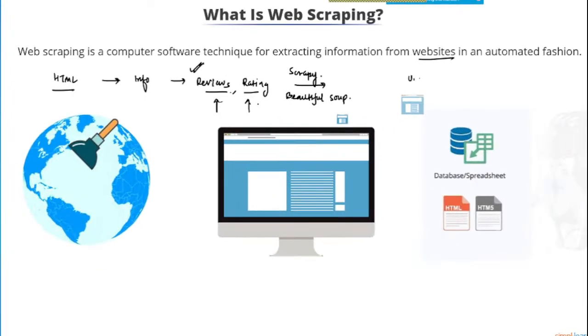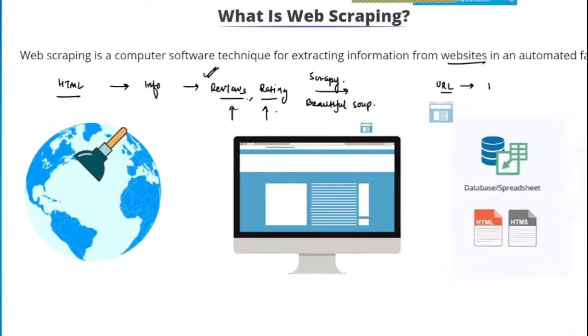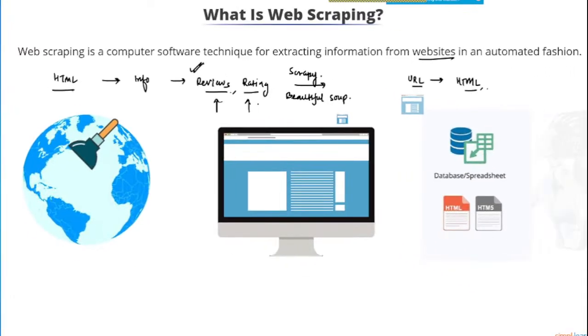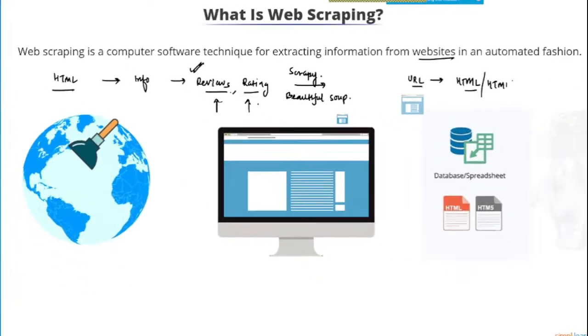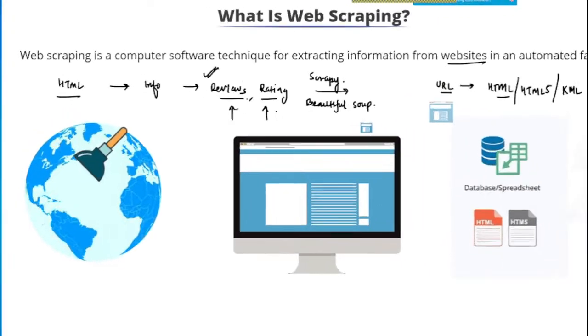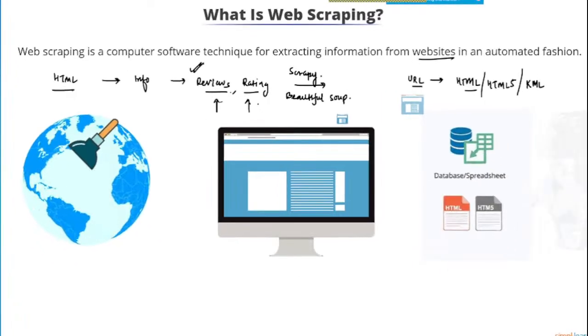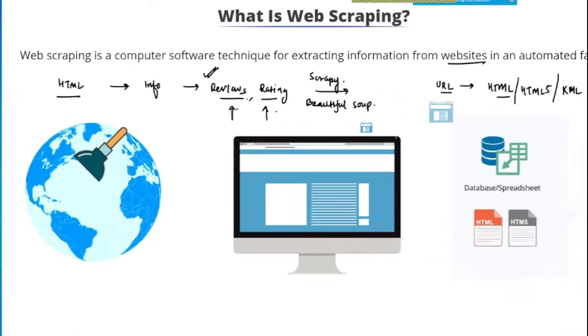All you need is a URL. That URL will be providing us the HTML information, or XML, HTML5. So web scraping is a computer software technique of extracting the information from the website. This technique focuses on transformation of the unstructured HTML format of the data, which is available on the website, into a structured spreadsheet or database.